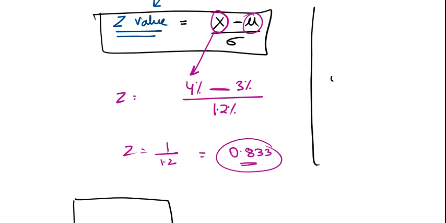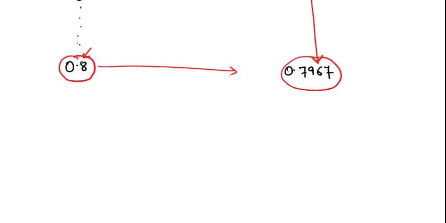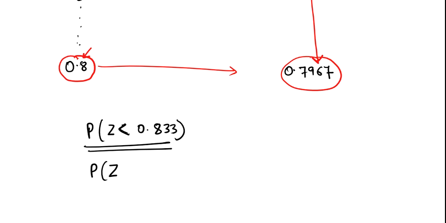Sorry, x equals 2. So 2 minus, what is the value of mu? 3. And what is sigma? 1.2. So it is also giving minus 0.833. See, till now we have calculated the probability for z less than minus 0.833. Clear? Now we need to calculate the probability for z less than negative 0.833.